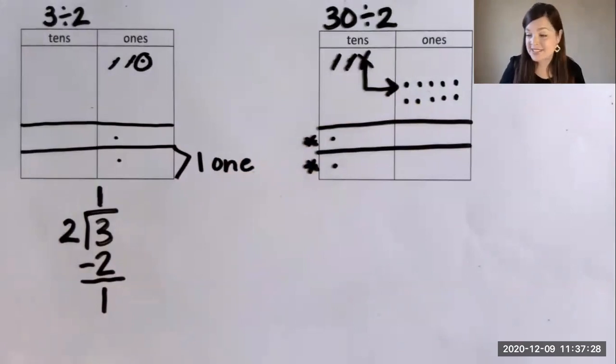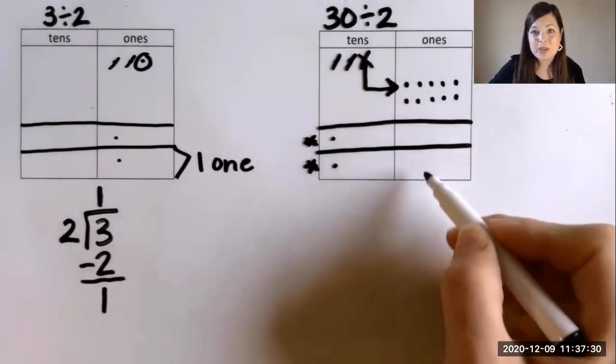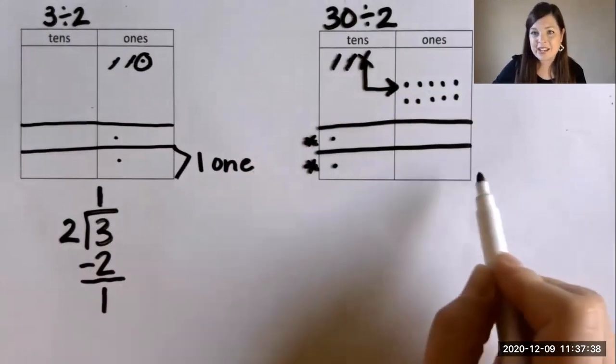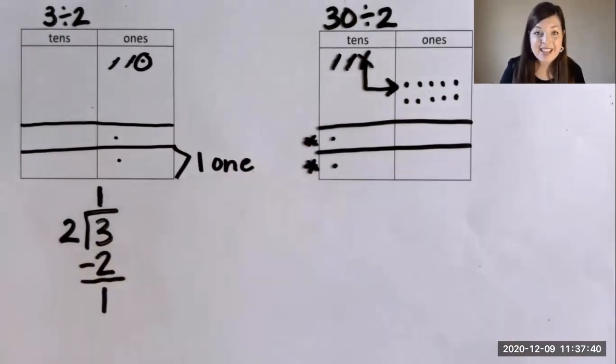Now we have 10 ones to divide equally between 2 groups. Pause the video and distribute the ones and cross off what you use, and then write the quotient out to the side of one of the groups like we did here. And then come back and we'll check.